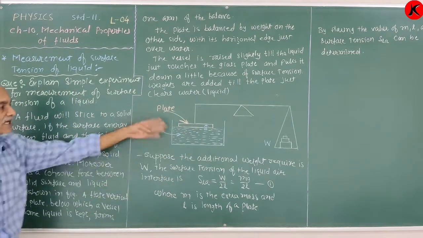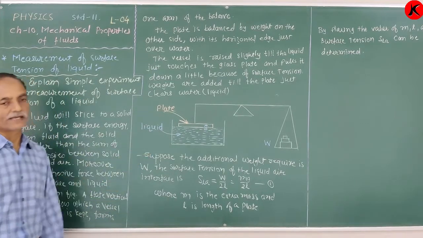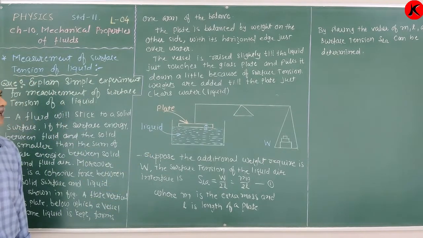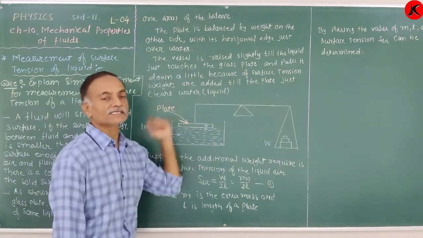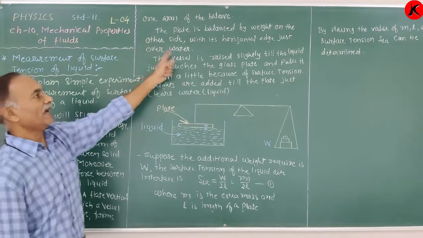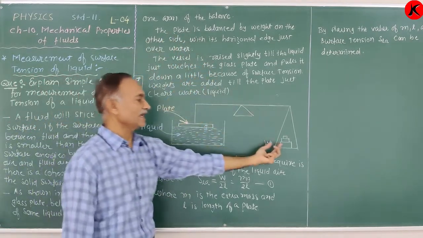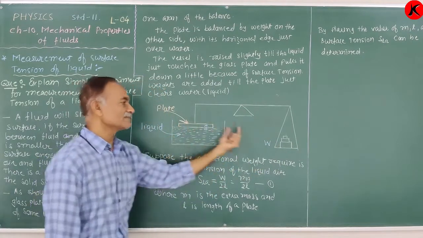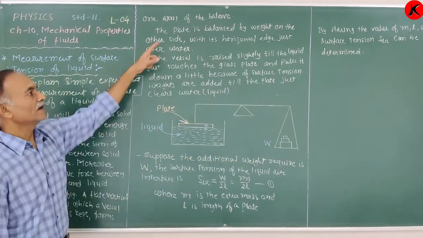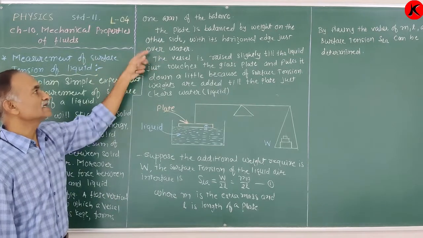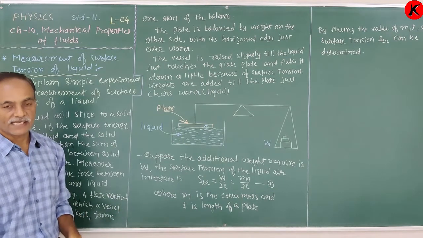Below the glass plate, a vessel of some liquid is kept, which forms one arm of a simple balance. The plate is balanced by the weight on the other side. This glass plate is balanced by the weight placed in the pan on the other side, with its horizontal edge just over the water. What does it say there?